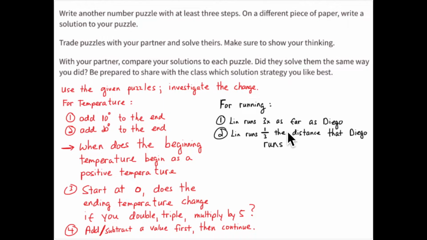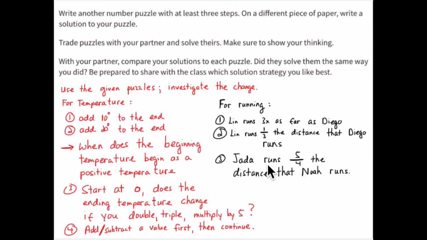For the running problem, what if Lynn runs 3 times as far as Diego? Or if Lynn runs 1/3 the distance that Diego runs? Or Jada runs 5/4 the distance that Noah runs? So I'm going to choose to change the running problem to 5/4 of Noah's run for Jada and also 1/2 of Diego's run for Lynn, and see what happens when I make both of those changes at the same time.